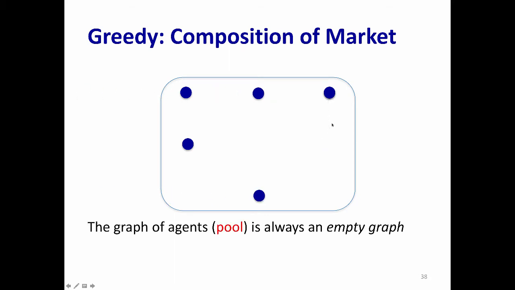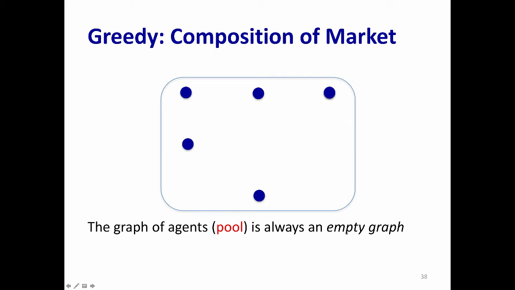Under the greedy algorithm, agents arrive continuously over time like this. Whenever I see an acceptable transaction like this, based on the rules of the matching algorithm, I immediately match them and they leave the market. Other agents arrive. Whenever I see multiple possible matches, I pick one of them uniformly at random, let's say this one, and other agents come. As a result, the graph of agents, the pool in the market, is always an empty graph. And note that an empty graph is not a graph which has no nodes. An empty graph is a graph which has no links.